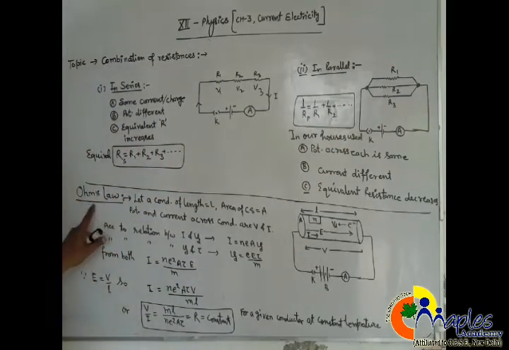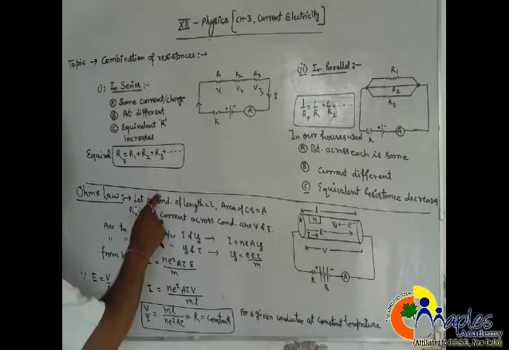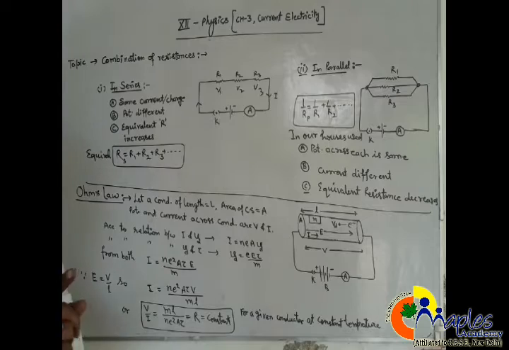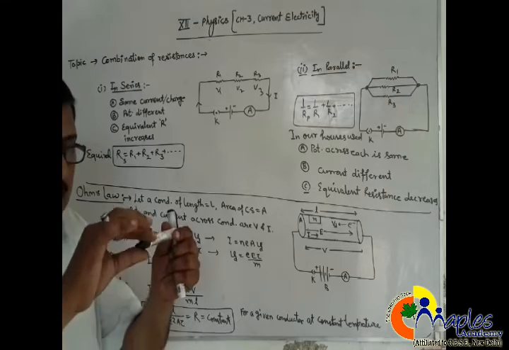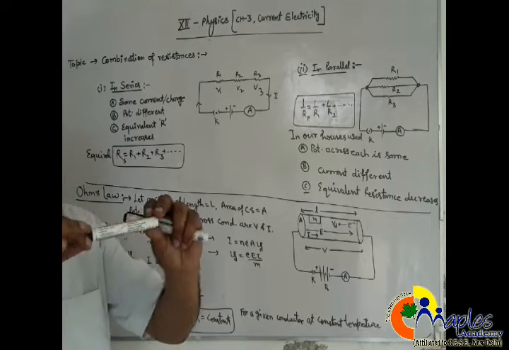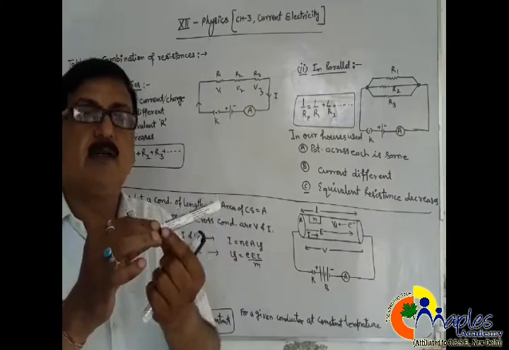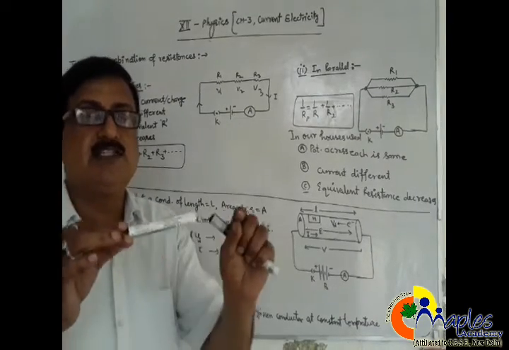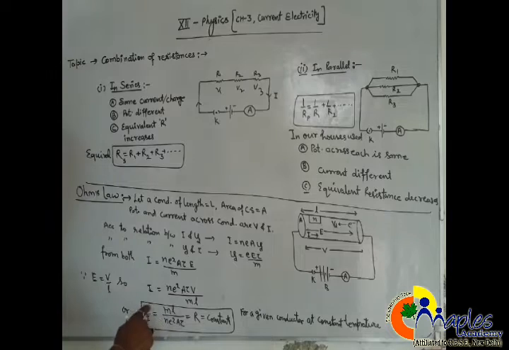The next topic is Ohm's law. What is Ohm's law? The resistance of a conductor remains constant if the physical condition and temperature of the conductor are constant. If we keep its length, cross-section area and temperature constant, then its resistance also remains constant. It means the ratio of V upon I, the potential difference across the conductor or wire and the current flowing through it, will remain constant.